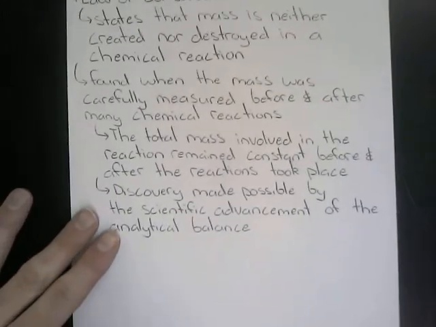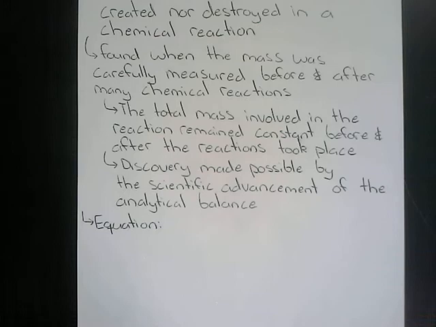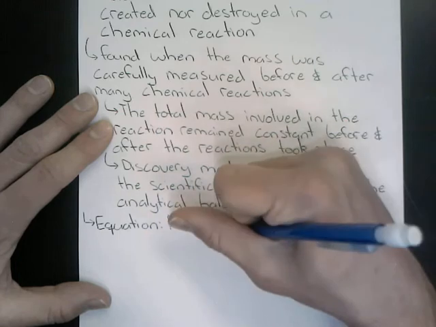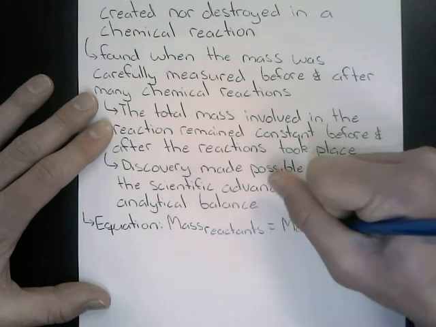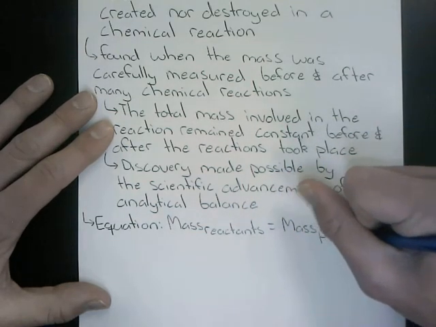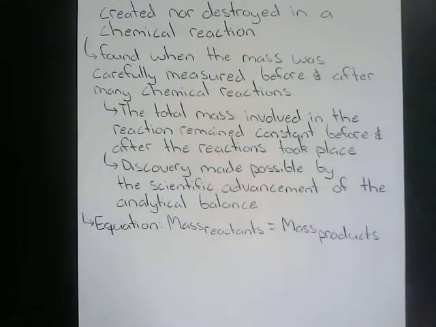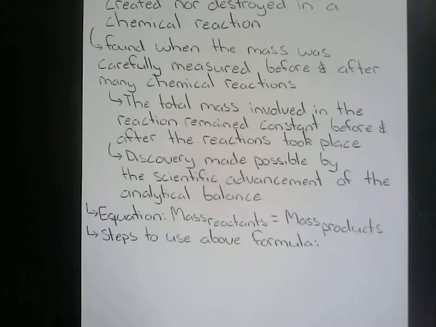Now, the law of conservation of mass does have an equation. That equation is that the mass of the reactants needs to equal the total mass of the products. Okay? Now, we have some steps to use the law of conservation of mass formula. Step number 1 is to write an equation showing that the total mass of the reactants is equal to the total mass of the products.